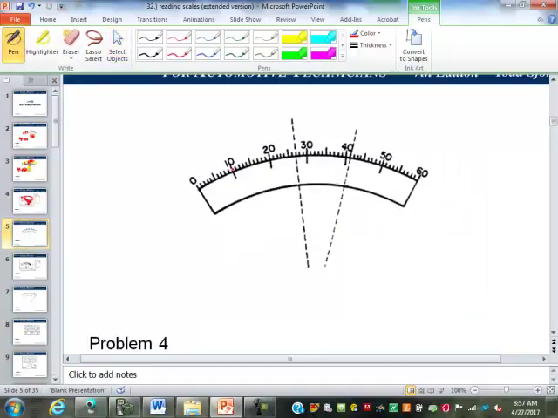Okay. So here's one, we got two different readings on it. What's each space stand for here? One. So this needle is 27.